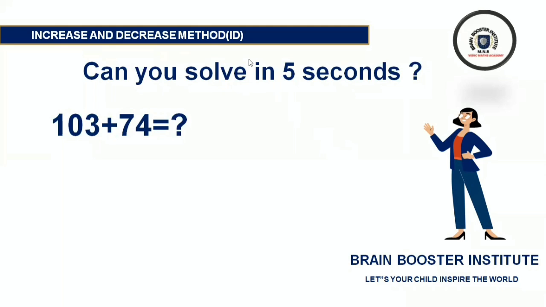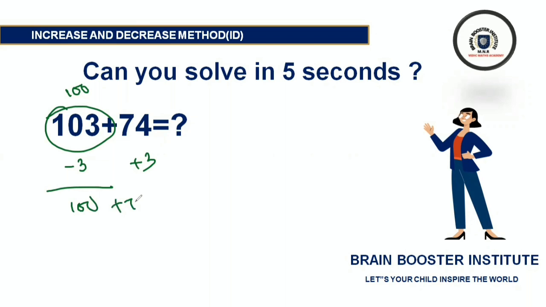103 plus 74. The easier number is 100 for the 103, easily we can find out here. But the difference is that here we need to minus 3 to make it an easier number. So as we are subtracting here, we need to add plus 3 to the other number. Now what do you get? 103 minus 3 is equal to 100, and 74 plus 3 is equal to 77. That would be 177. We can check here. It's very simple. Okay. Next question.